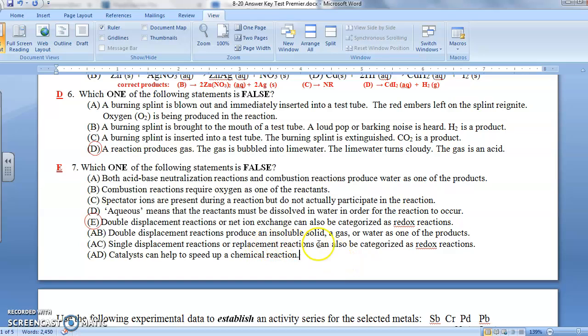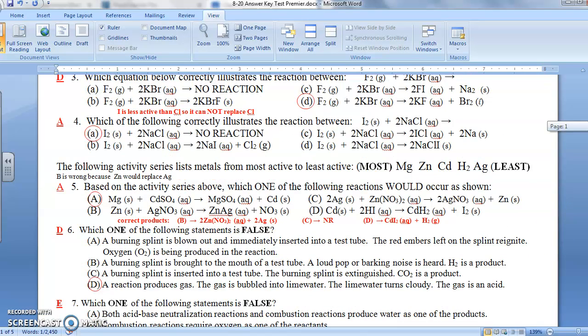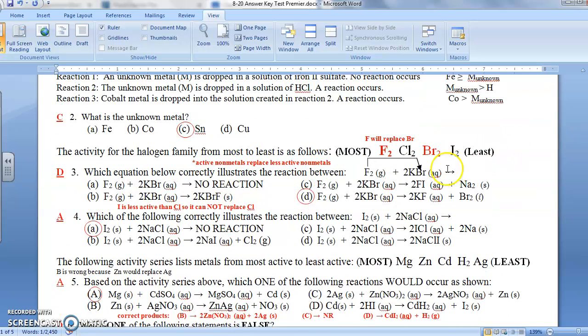In a single displacement or replacement reaction, are they redox? Yep, they will always be redox because in a single displacement, on the left side, you always have an element, and on the right side, you'll have a different element. So in this reaction right here, we have fluorine by itself, and over here it's now in its compound. It went from 0 to -1. Here we have bromine at -1. It went to 0. Single displacement. Their numbers changed.